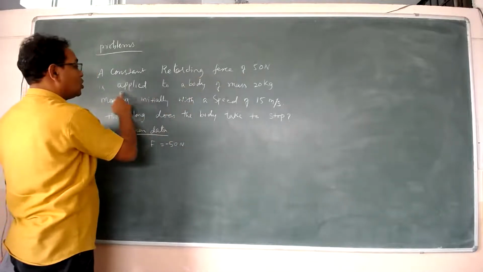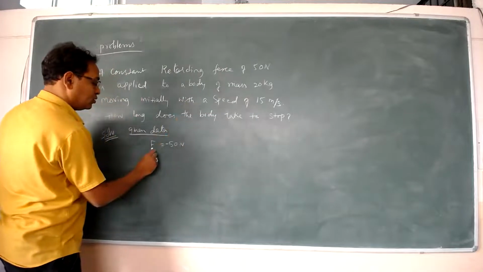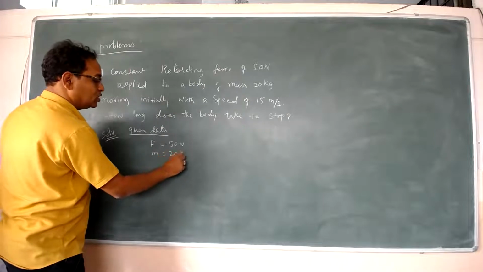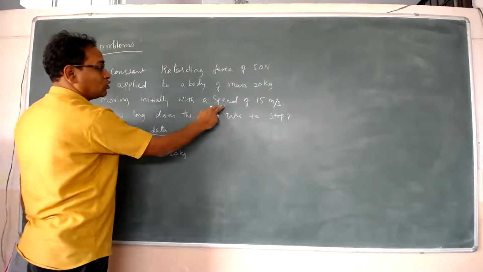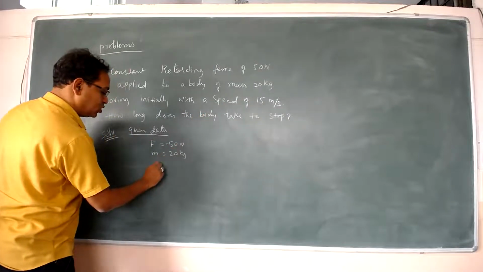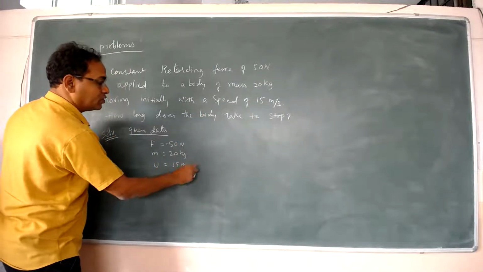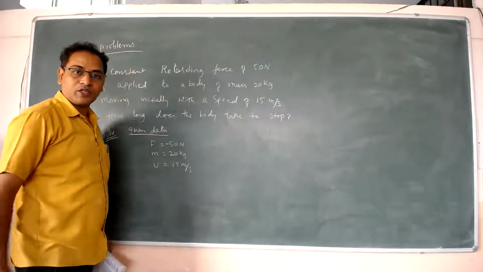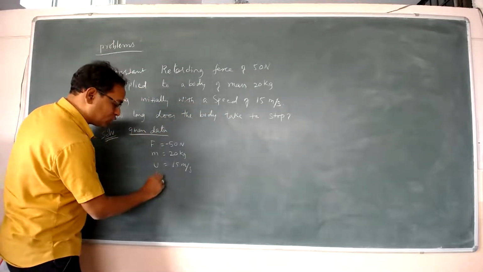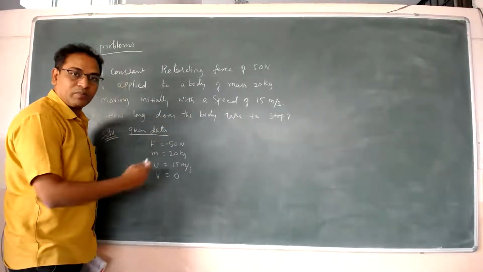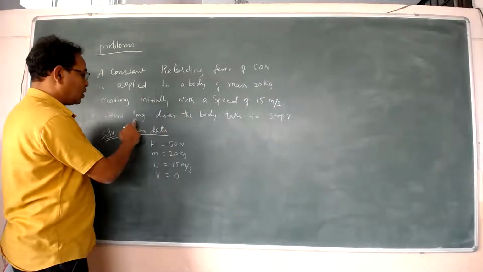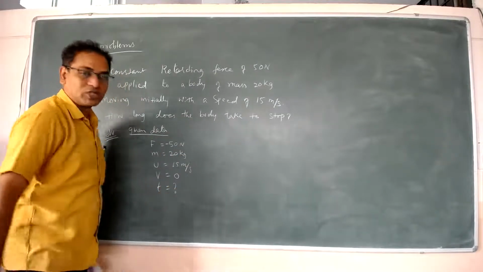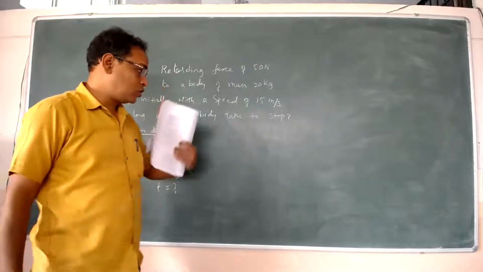Next, mass is given. The retarding force is acting on a body of mass 20 kg, moving with an initial speed of 15 meters per second. This is given, and he is asking how long the body takes to stop. Taking to stop means finally it comes to rest, so the final velocity is indirectly given as 0. He is asking for the time: how much time will it take to stop? That is the question.